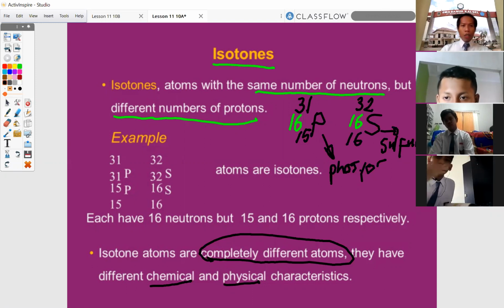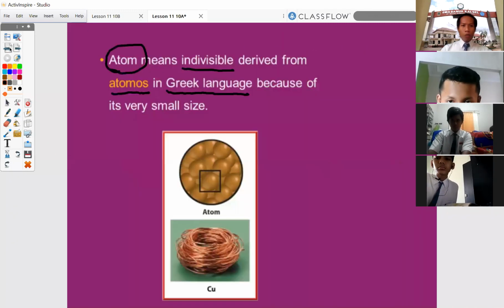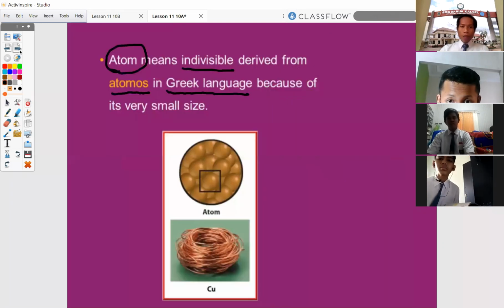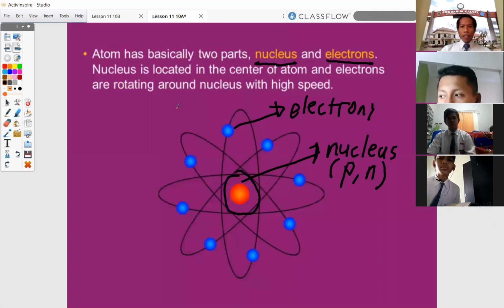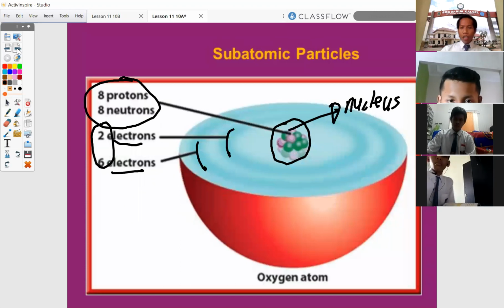So mainly, let's take a look again at what we have already talked about. Today we talked first about atoms. What is the atom? We talked about the definition of the atom, the smallest particle, coming from the Greek word atomos, which means indivisible. And we talked about the parts of the atom: the nucleus and the electron, and also the subatomic particles, which are proton, neutron, and electron, and their locations. Protons and neutrons are located in the nucleus, and the electrons move around the nucleus.